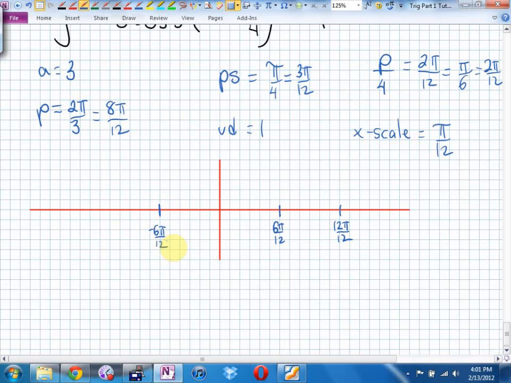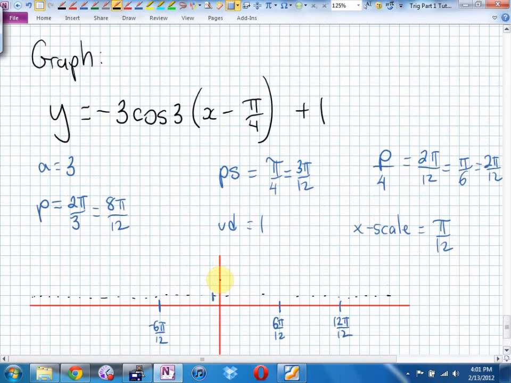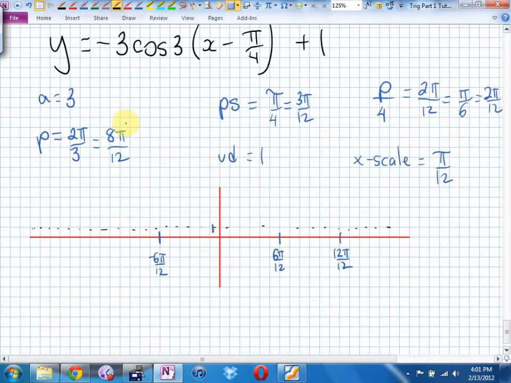What's my vertical displacement? That is going to end up being the middle of my graph. My amplitude is going to be going up and down from there. In fact, I could have glanced at this and told you that the range was go up one, and then three up and three down from there, negative two to positive four. Because that's my amplitude. One, two, three. One, two, three.